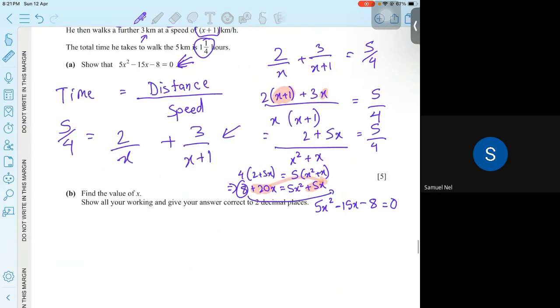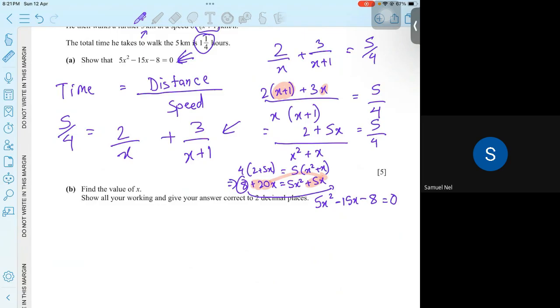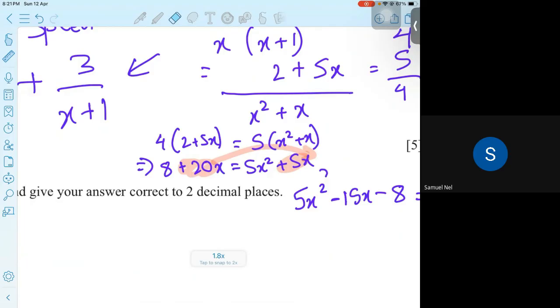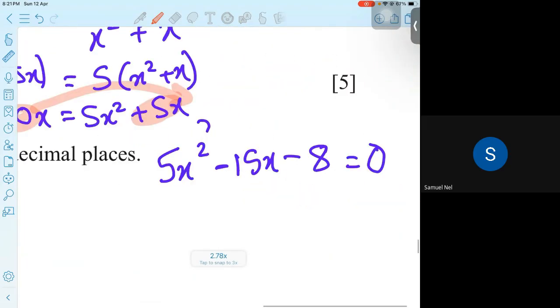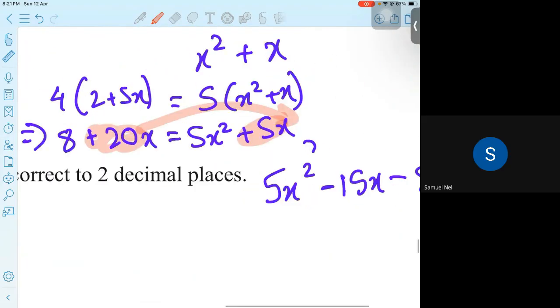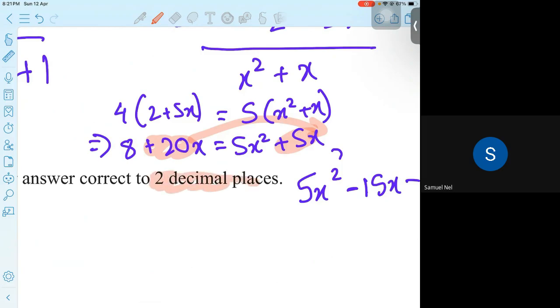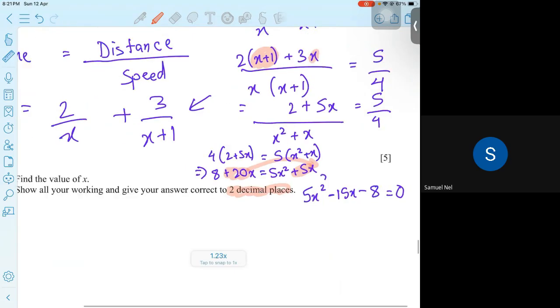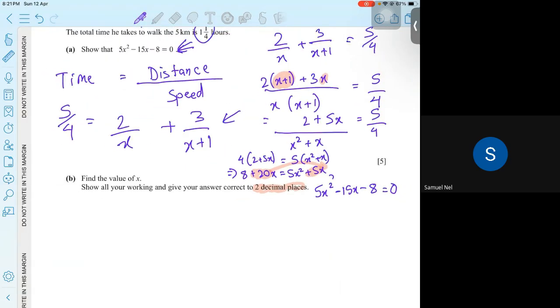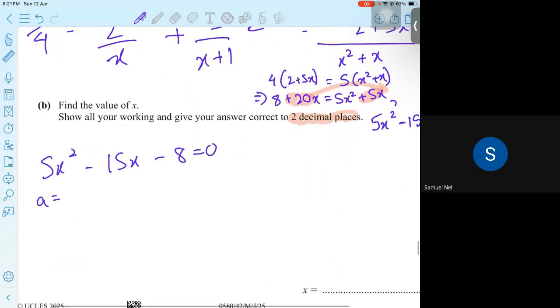Okay, thank you so much. So let's move on. Find the value of x, show all your working, and give your answer correct to 2 decimal places. Okay, so there's a hint in the question that this can't be solved using middle term breakdown because the question asks for 2 decimal places, right? This means I have to inevitably use the quadratic formula. So for the quadratic formula, let's write the equation once again: 5x squared minus 15x minus 8 equals 0. A is equal to 5, B is equal to minus 15, C is equal to minus 8. Now let's write the formula.